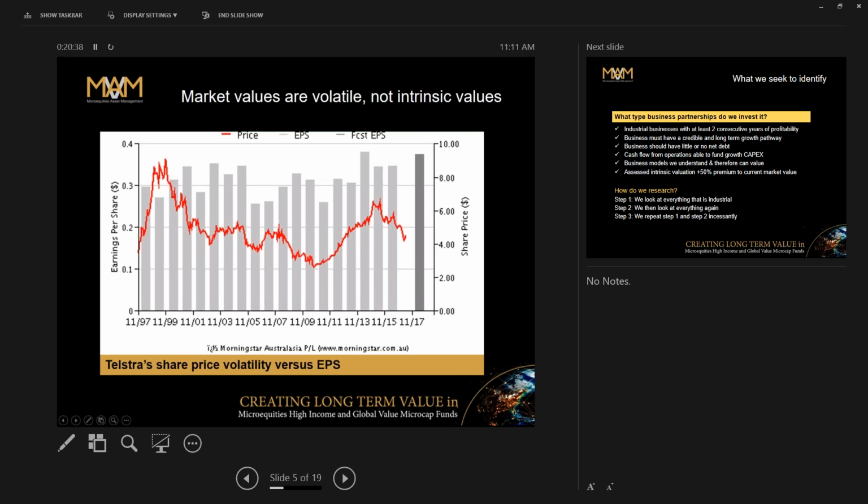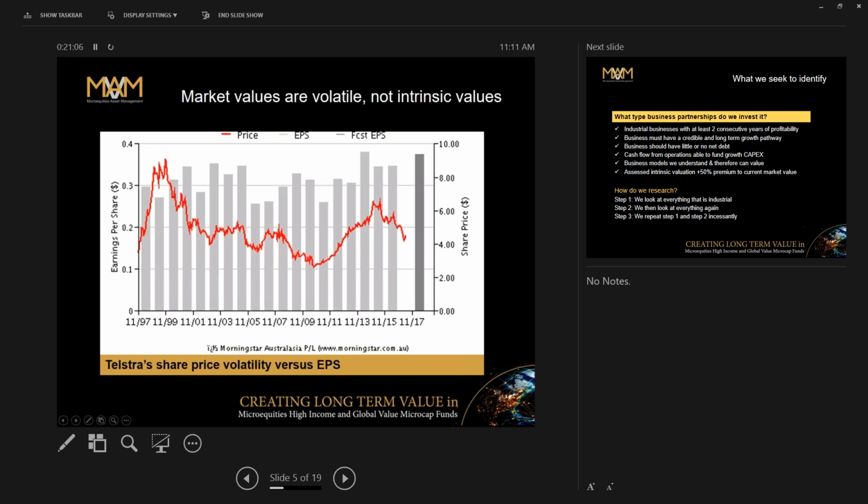So people think of equity investment as being inherently risky because of these market valuation fluctuations. But if your true compass was actually the intrinsic value, which it is at Microequities, it's a relatively stable investment. And hence, the conclusion from this chart is that market values are volatile and intrinsic values are nowhere near as volatile.